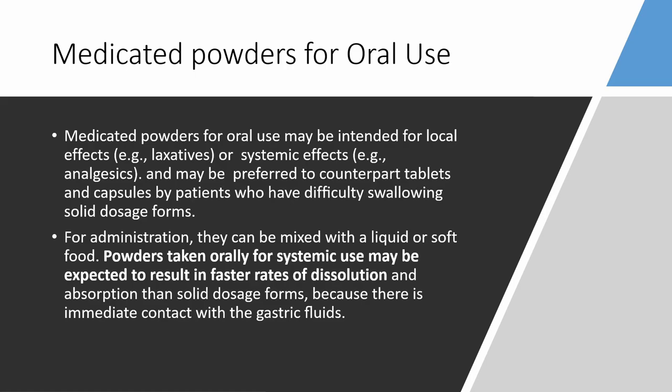Medicated powders for oral use may be intended for local effects such as your laxatives or systemic effects like your analgesics, and may be preferred to counterpart tablets or capsules by patients who have difficulty swallowing solid dosage forms. For administration, they can be mixed with a liquid or a soft food like bananas or mashed vegetables. Powders taken orally for systemic use may be expected to result in faster rates of dissolution and absorption than other solid dosage forms because there is immediate contact with gastric fluids. So this could actually result in faster absorption.